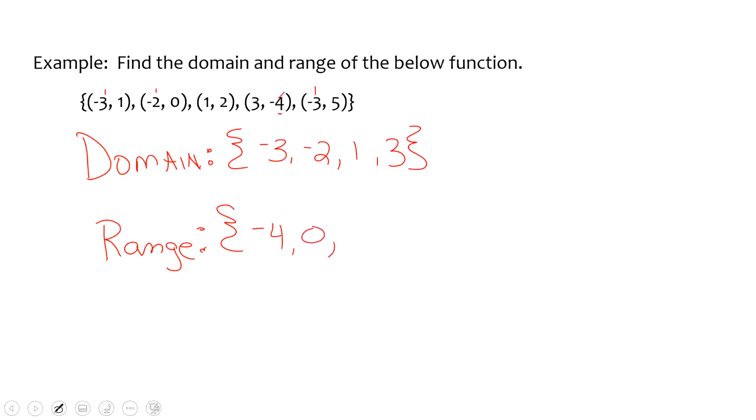So taking care of that, then I have 1, 2, and 5. Again, we only list each number once, so we're not going to list it multiple times like we had in our domain. We have 5 ordered pairs, but we only have 4 numbers in our domain because -3 was listed twice. We have 5 numbers in our range, so we listed all 5 because none of them were listed twice.